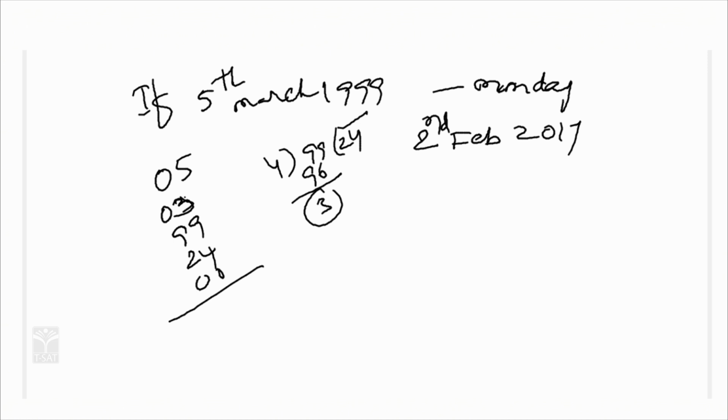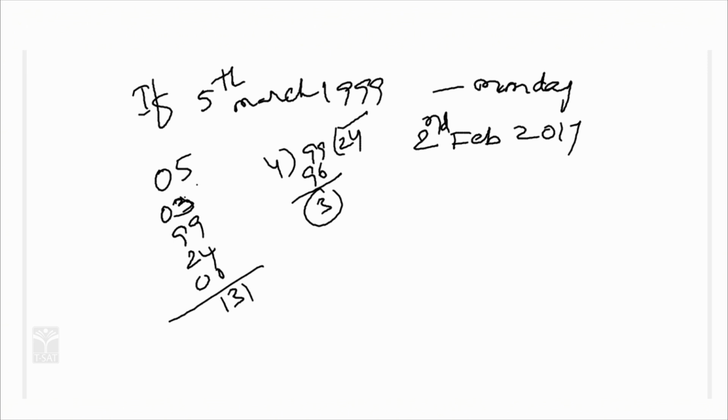05 is the date, 03 is the code of March, 99 is the last 2 digits of the year, 24 is the number of leap years in the 99 years, and the century code is 00. Add all those things. What value do you get? Simply 131, correct. 5 plus 3 is 8, 8 plus 99 is 107, plus 24 is 131. So 131 is the total sum.